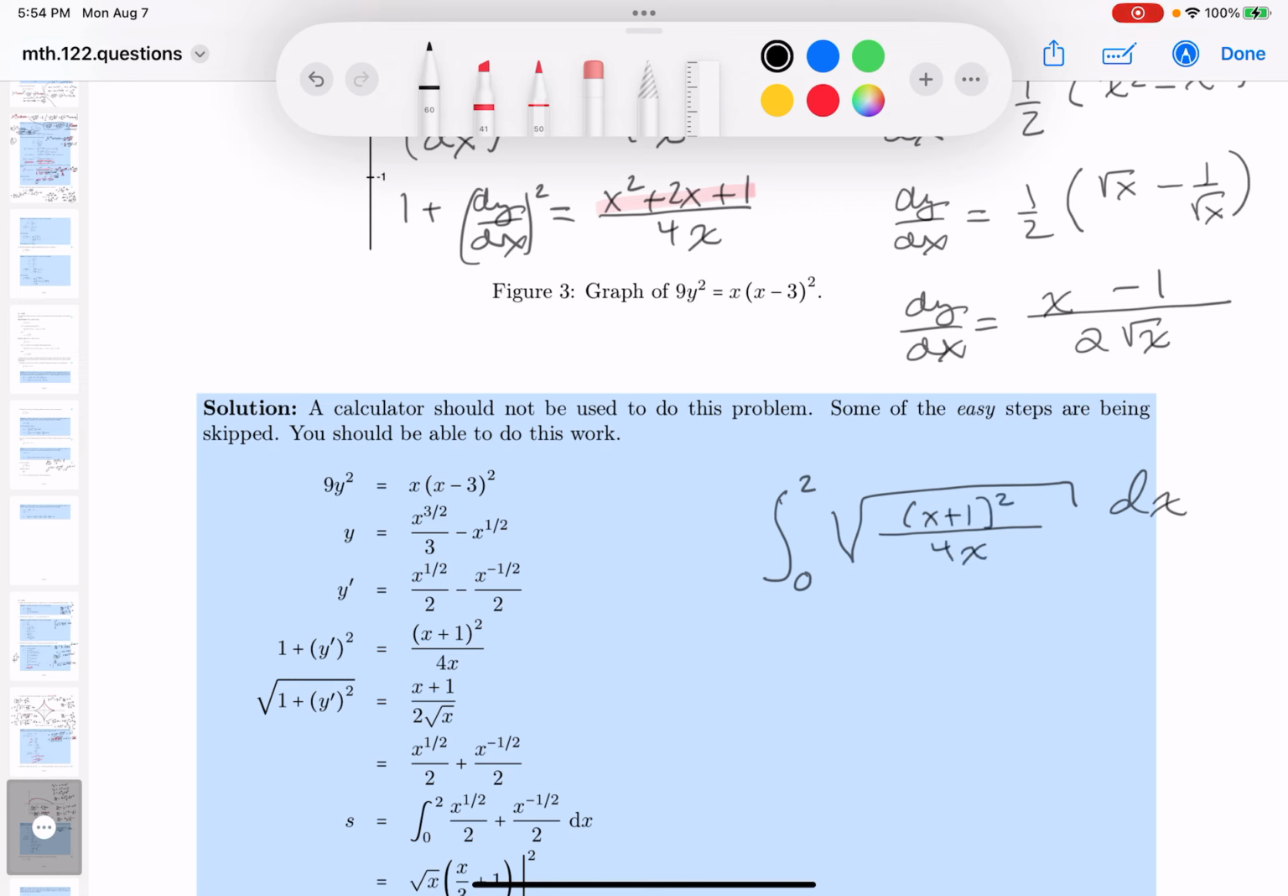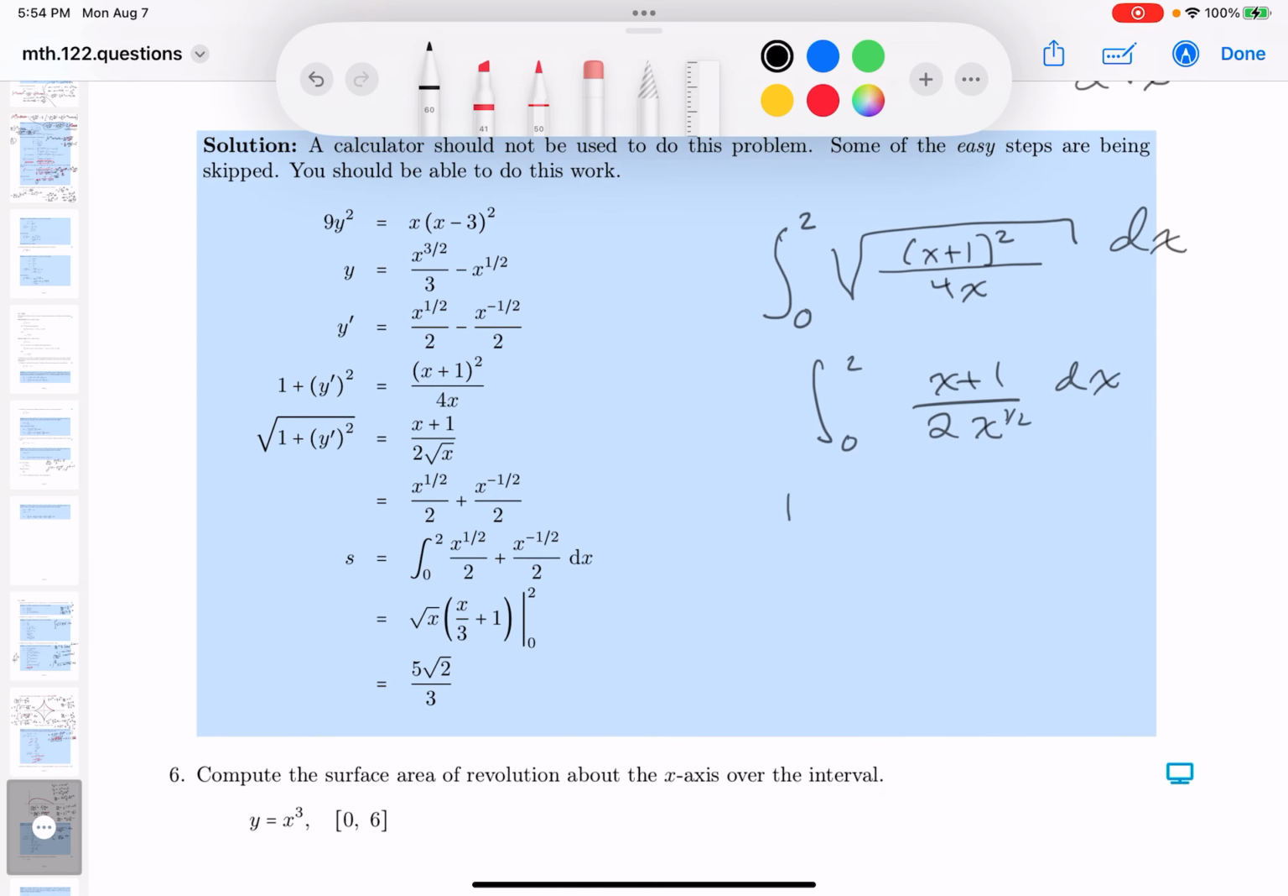Now between 0 and 2, x plus 1 is positive. I'm not worried about absolute value at this point. So I get x plus 1. What do you get on bottom? You get a 2, and then you get x to the 1/2 power dx. I'm going to keep moving along. I'm going to factor out 1/2. You still get 0 to 2. X divided by x to the 1/2 is x to the 1/2 plus x to the minus 1/2 dx.